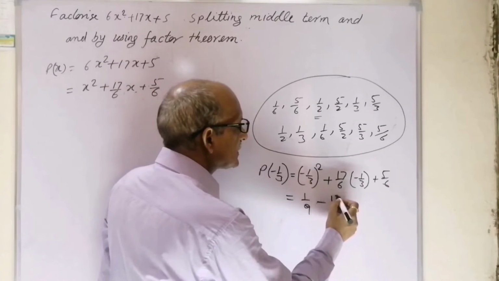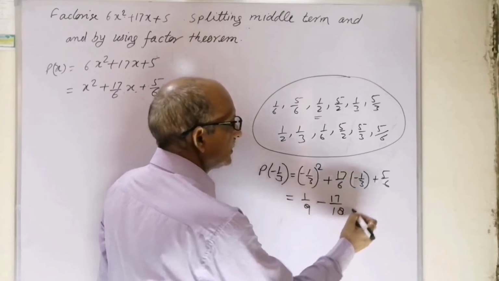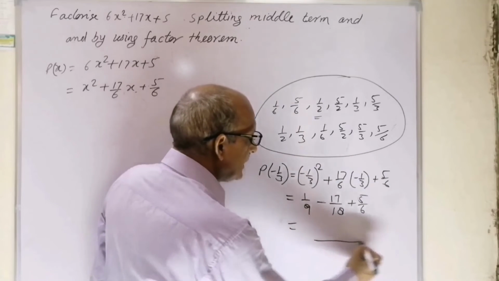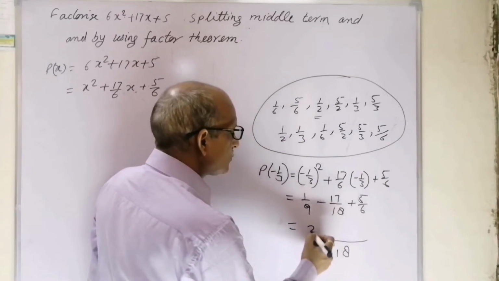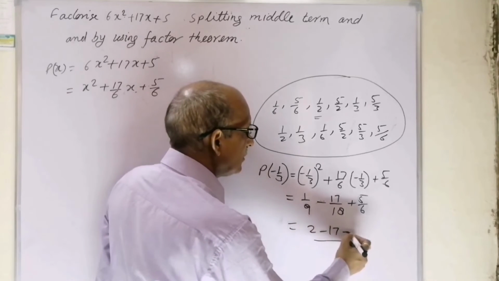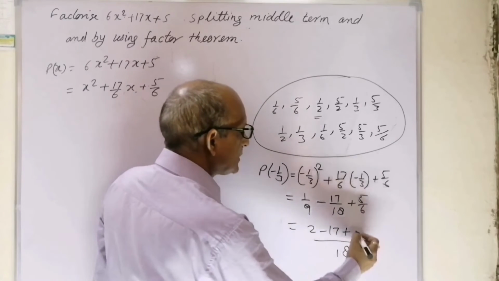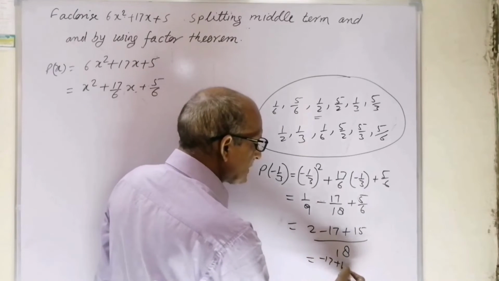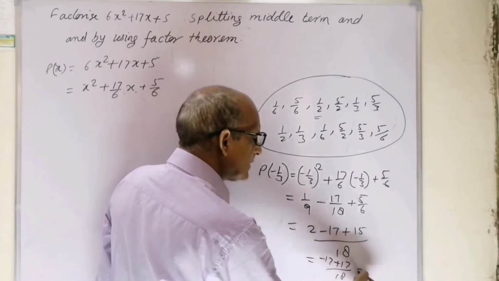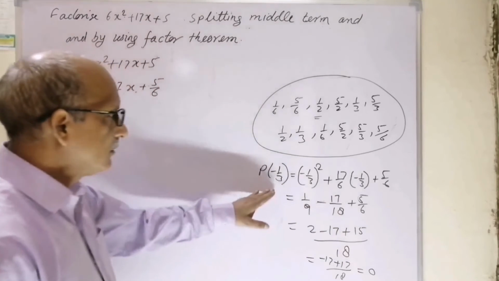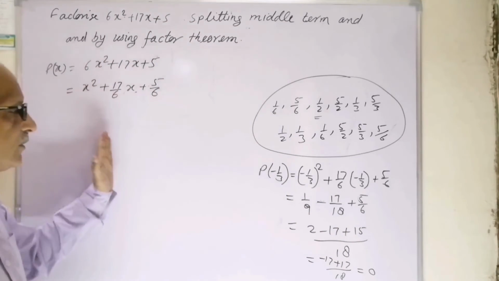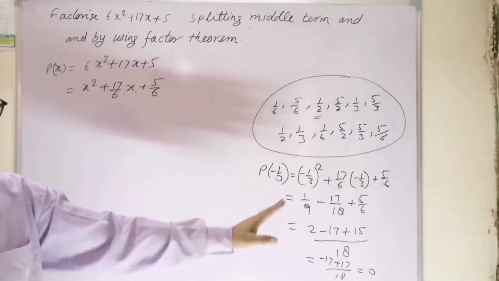This will become 17 upon 18 plus 5 upon 6. Now take LCM. 18 is coming to be the LCM. So it is 2 minus 17 plus 15. It is coming to be minus 17 plus 17 upon 18. So it is coming to be 0. It means this is to be copied over here also. Which is correct, that is to be copied over here. Which is not correct, that should be left.